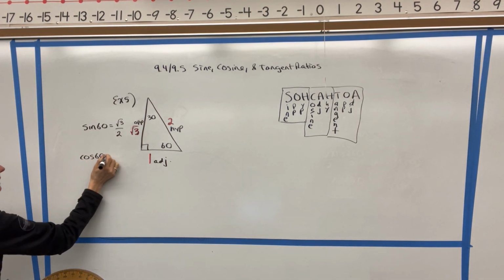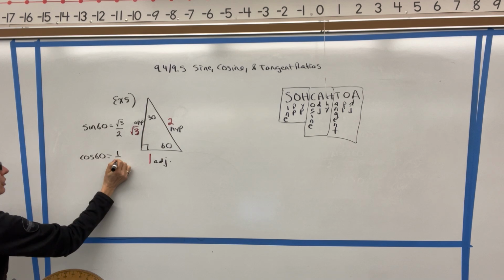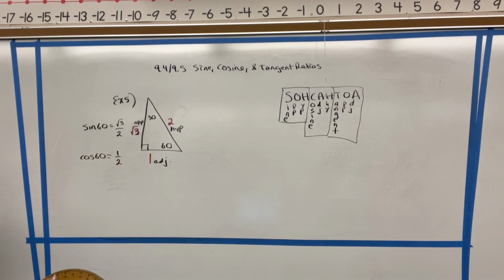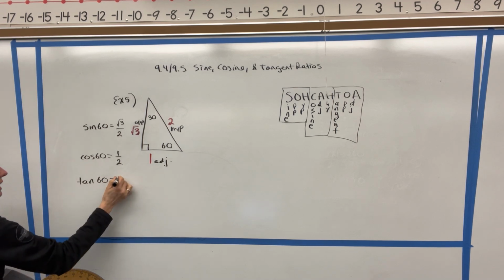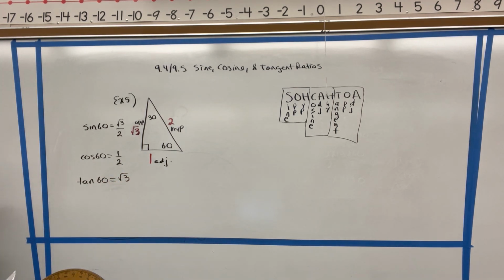Cosine of 60 is adjacent over hypotenuse, which will be 1 over 2. And tangent of 60 is opposite over adjacent, or radical 3 over 1. Most people would probably just write that as radical 3.